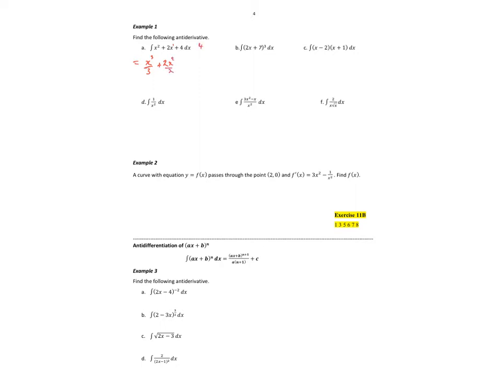Now 4 is the same as x to the 0. So that becomes just 4x plus some constant c. We often try to tidy up if we can. x cubed on 3 plus x squared plus 4x plus c.